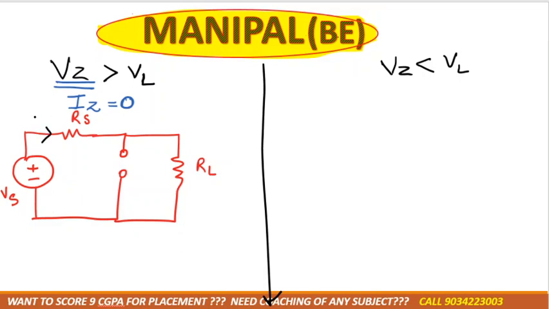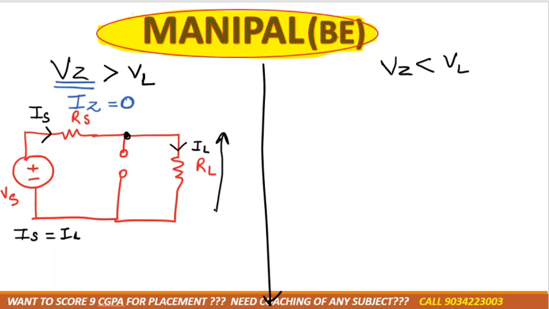Now let us consider the current flowing in the series resistance is IS and the current flowing in the load resistance is IL, right? If I apply nodal analysis over here, can we say that IS would be equal to IL? Yes or no? Yes, because there is no current flowing across the zener.